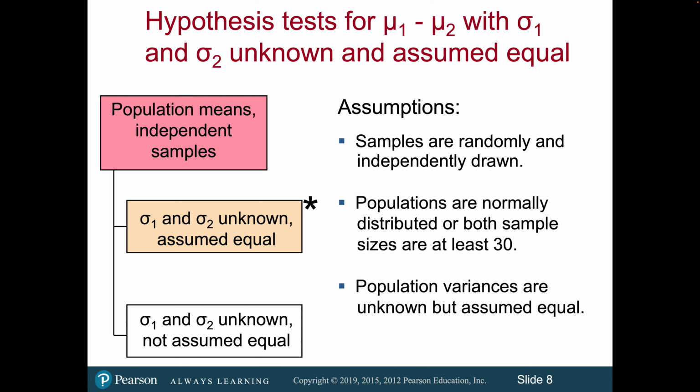So sigma 1 and sigma 2 are going to be unknown. If we assume them to be equal, we have some assumptions, and the main assumption is that the populations are normally distributed, or both sample sizes are at least 30.